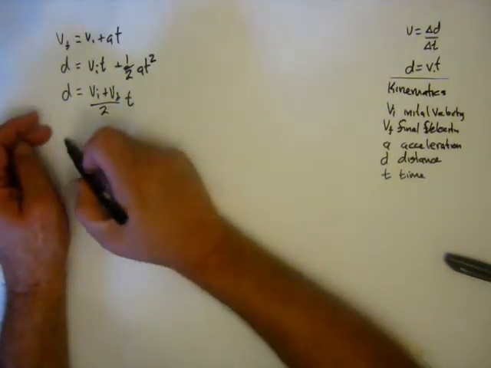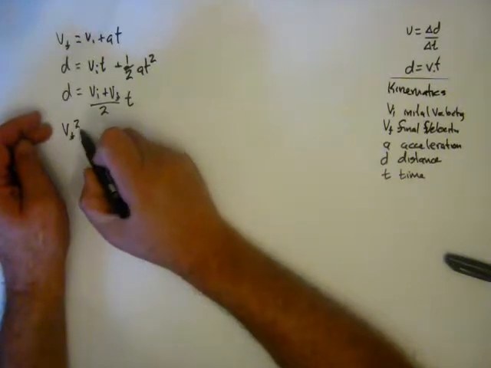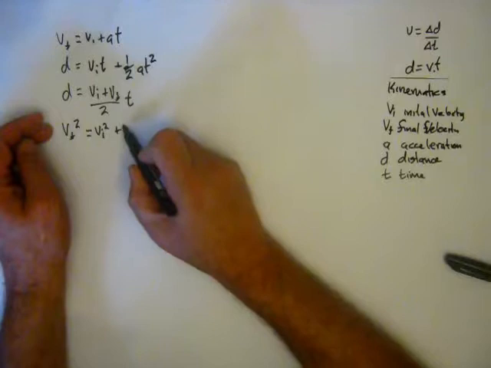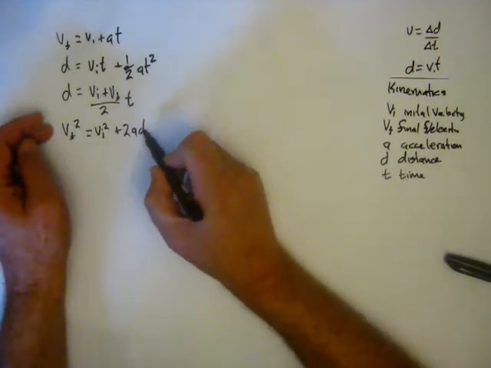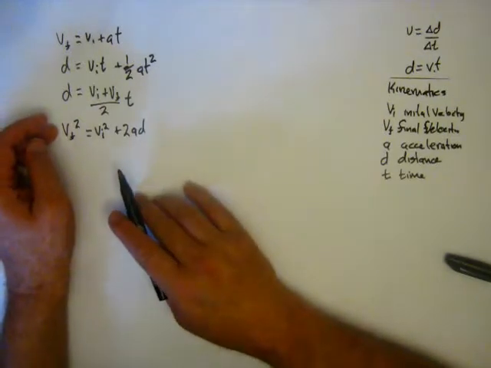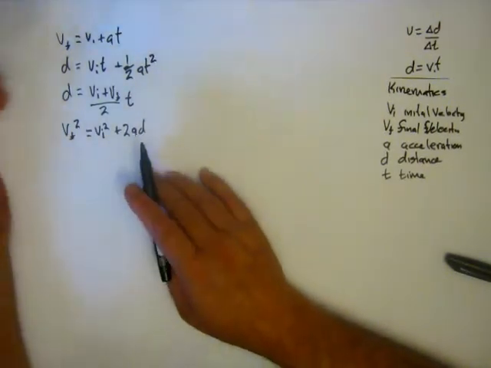And the fourth one is VF squared, the final velocity squared, equals the initial velocity squared plus 2 times the acceleration times the distance. That one's a little more difficult to explain how it works, but it does work.